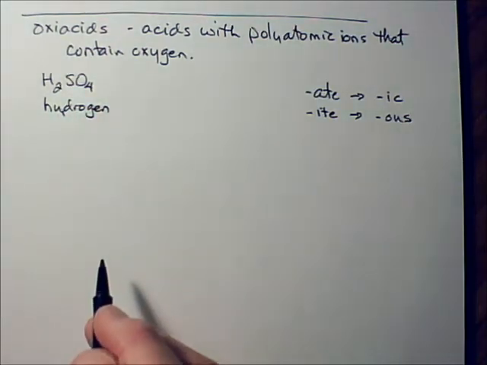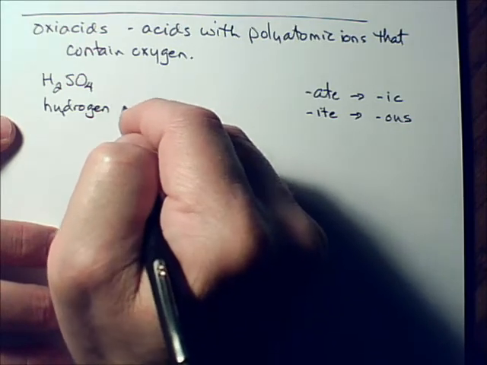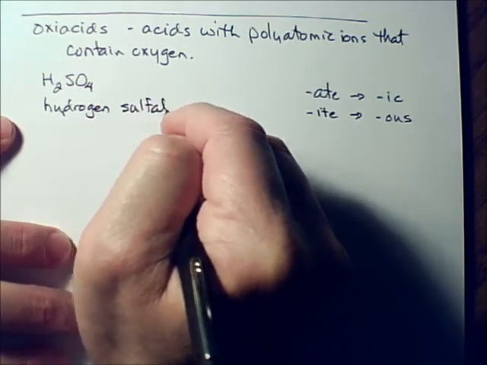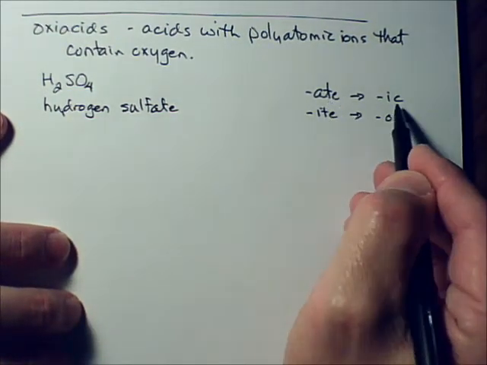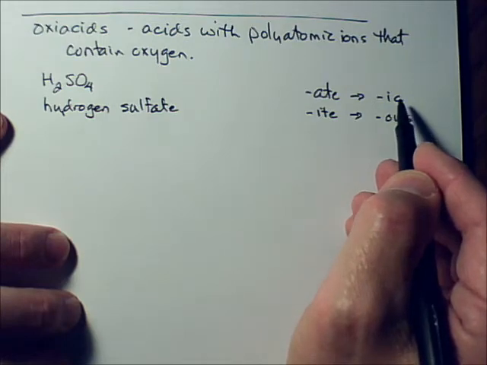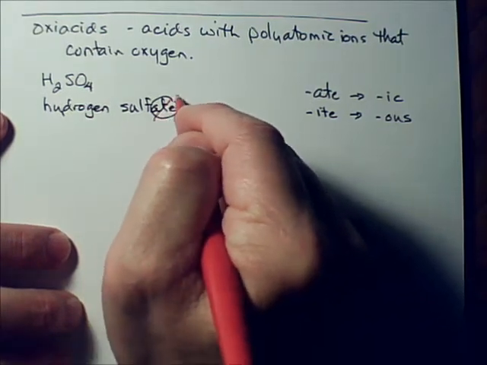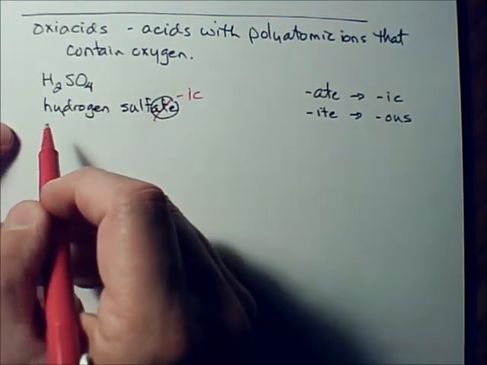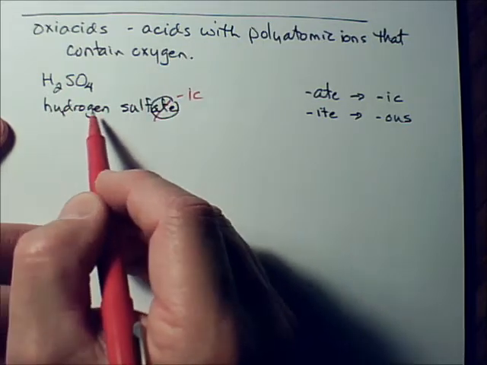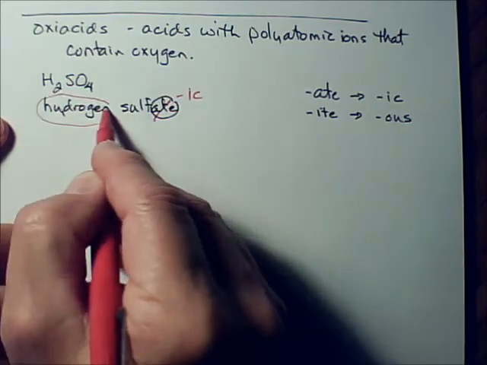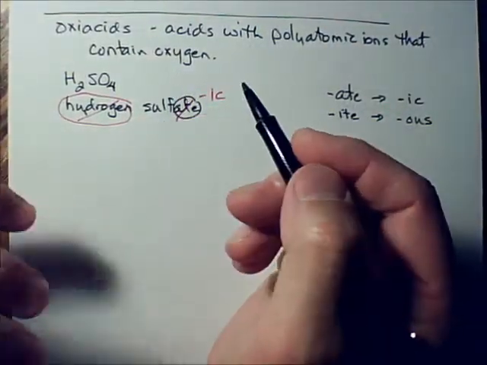I found it. Hydrogen sulfate. So naming it like an ionic compound, we name it hydrogen sulfate. ATE endings become IC. We're going to get rid of the ATE ending and make it an IC ending. But with oxyacids, we don't just shorten hydrogen to hydro, we get rid of hydrogen altogether. Remember, we're going to put that UR back on there because it just makes it sound better.